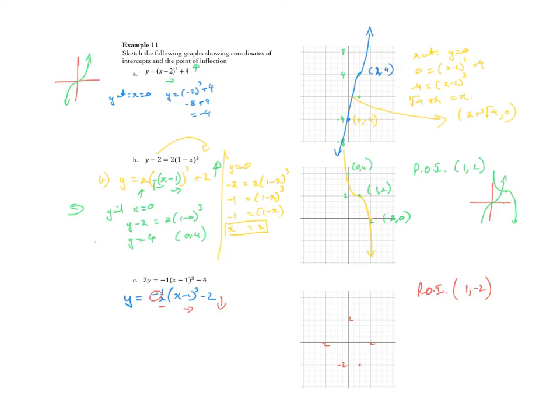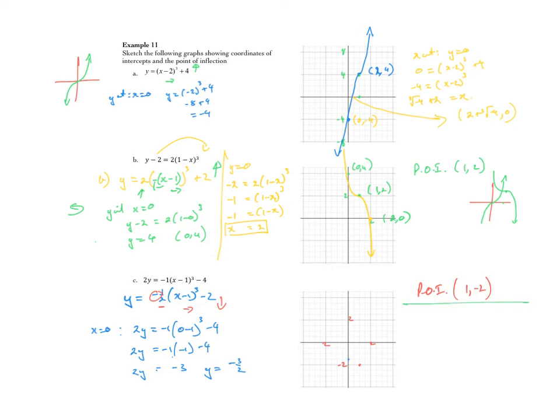Find our x and y intercepts. So if I put x equal to 0, I get 2y is equal to negative 1 times 0 minus 1 cubed, minus 4. 2y is equal to negative 1 times negative 1 cubed, which is negative 1. So I get 2y is equal to 1 minus 4, which is negative 3. So y is equal to negative 3 on 2. So where's negative 3 on 2? That's negative 1, so it's going to probably be there.